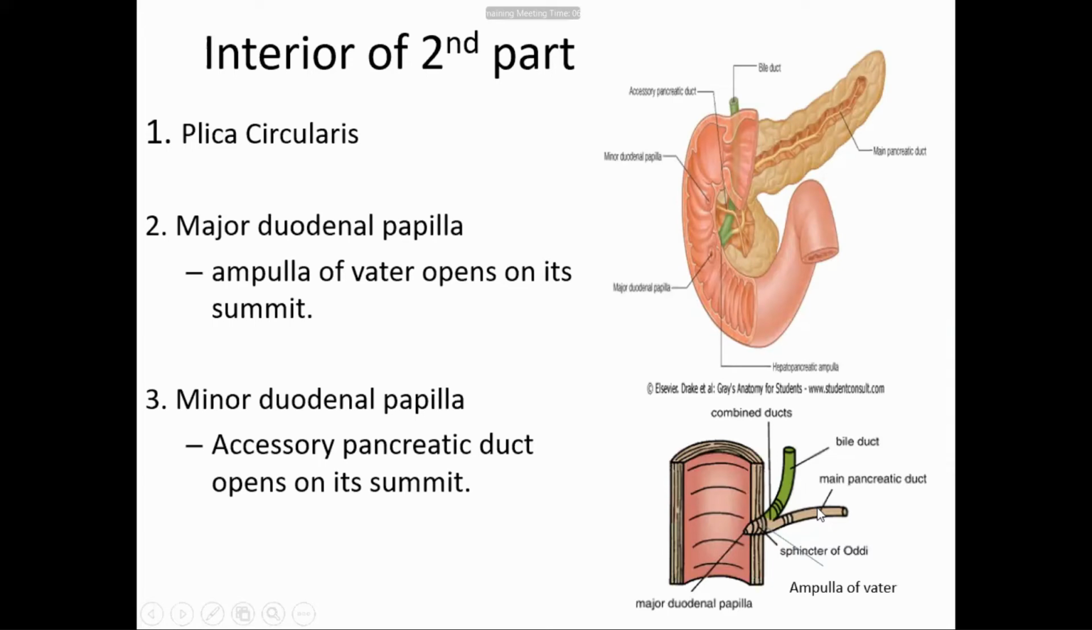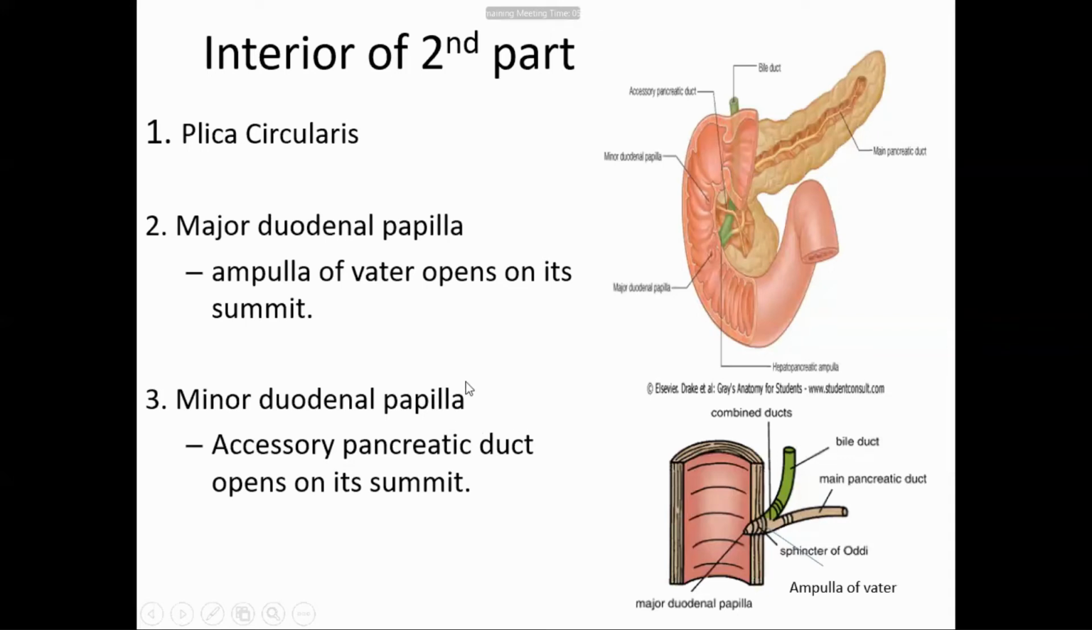The bile duct carries the bile, and the main pancreatic duct transmits the pancreatic juices or the enzymes. What is the function of bile? Its main function is emulsification of fat. Clear? That was the major duodenal papilla.